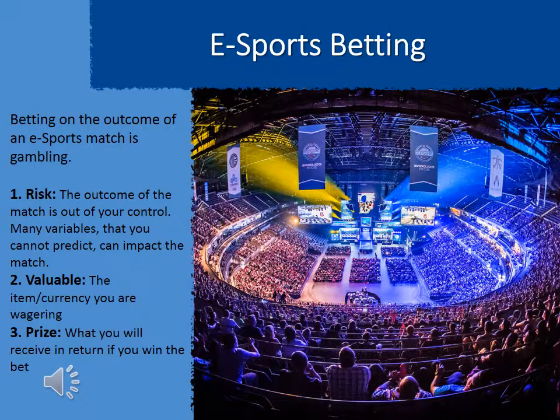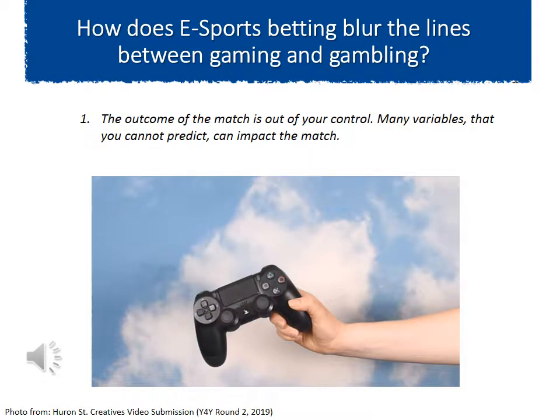With risk, the outcome of the match is outside of your control. There are many variables that you cannot predict that will impact the outcome of the match. Next is valuable. The valuable would be the item or currency that you're wagering on the activity. Lastly is prize. This is what you'll receive in return if you win the bet. I'm going to break down a few of the ways that the lines between gaming and gambling become blurred through esports. So, the first way that the lines between gaming and gambling become blurred with esports pertains to risk.